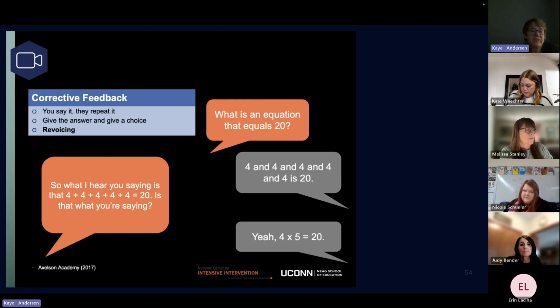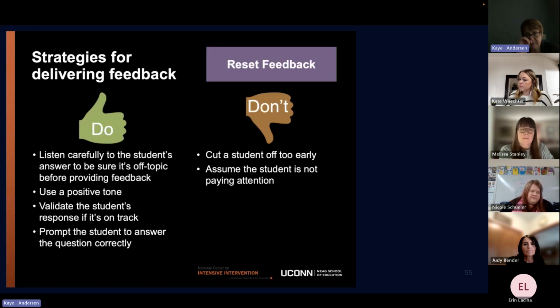The last one in corrective feedback is revoicing it. What is an equation that equals 20? Well, 4 and 4 and 4 and 4 and 4 is 20. So what I hear you saying is 4 plus 4 plus 4 plus 4 plus 4. So I restate what I think they meant, what I assume they meant. So again, they can end up being positive. I just don't tell them, well, no, 4 and 4 and 4 and 4 and 4, right? What does and mean? And make it an incorrect answer. I restate it for them and have them end again with a positive affirmative answer.